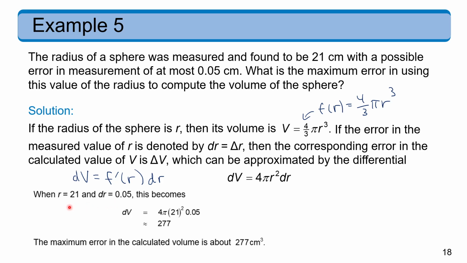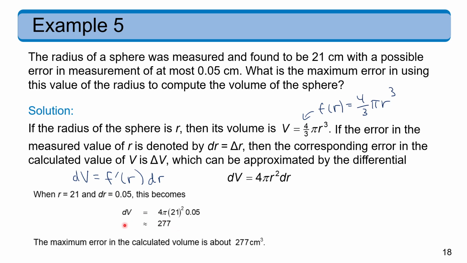Now r will be the measured value, right? We don't know the exact value, we only know the measured value. So r will be 21 centimeters. We just plug those numbers in here, so we'll have 4 pi times 21 squared times 0.05. Putting that in a calculator, we get 277.